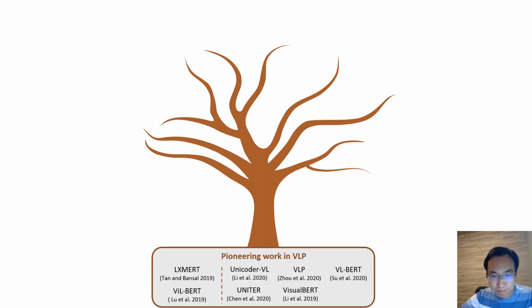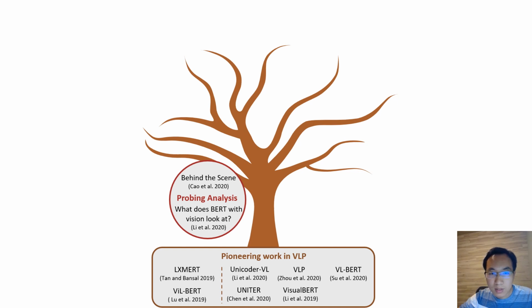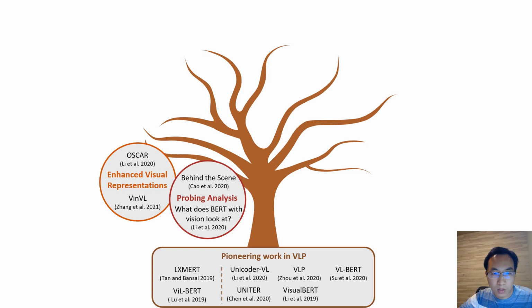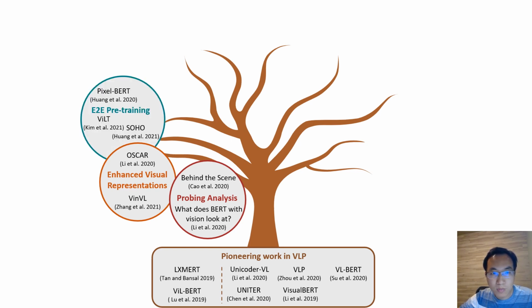So in this slide, I'm going to organize all these works into a tree. In the bottom, we have our pioneering work in NLP. For example, we have two-stream models, LXMERT, VLP. We also have one-stream models, VLP, and UNITER. And then based on this foundation, there is work that is trying to do probing analysis. There is also work using enhanced visual representation.